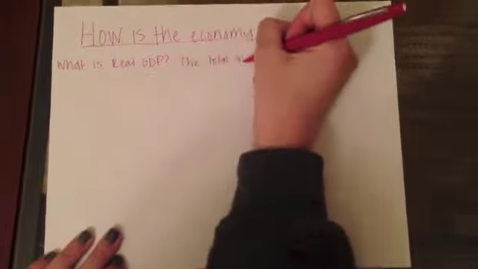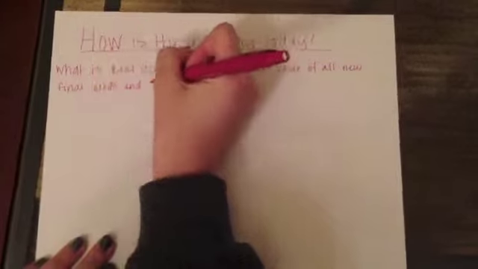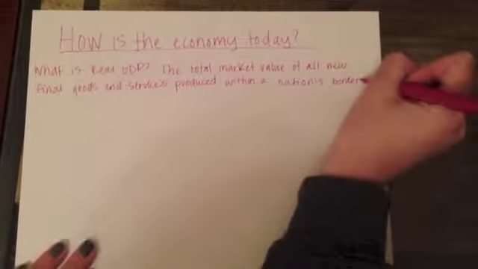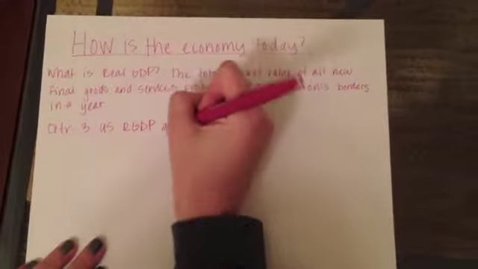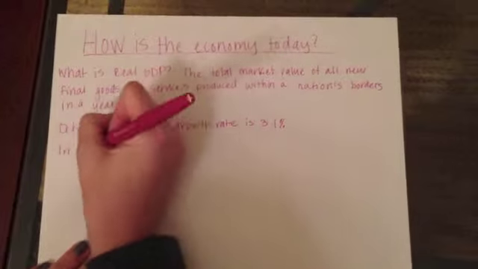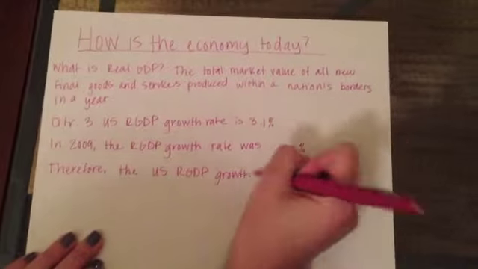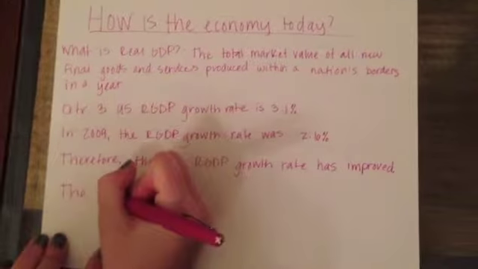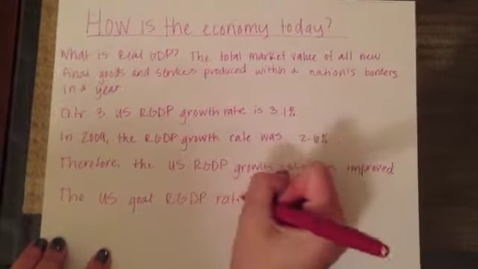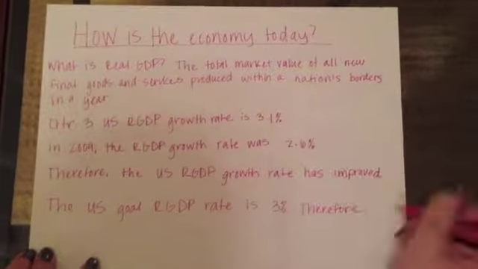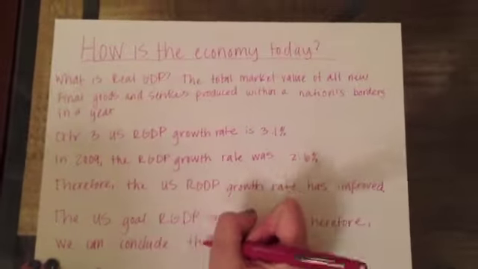How is the economy today? What is real GDP? The total market value of all new final goods and services produced within a nation's borders in a year. For quarter 3, the U.S. real GDP growth rate is 3.1%. In 2009, it was 2.6%. Therefore, the U.S. real GDP growth rate has improved. The goal real GDP rate is 3%. Therefore, we can conclude the real GDP is on track.